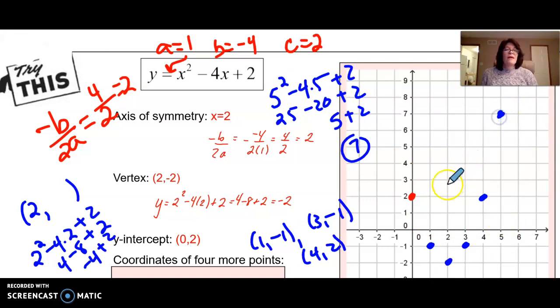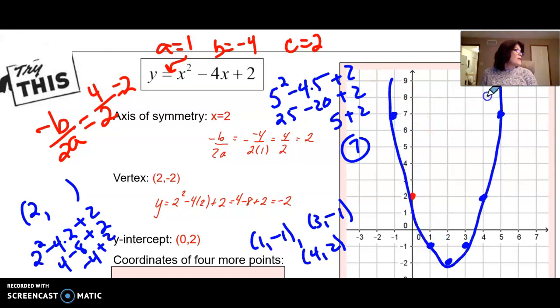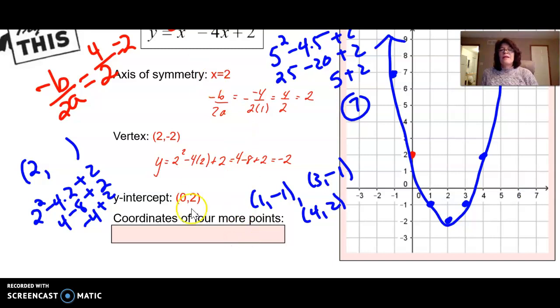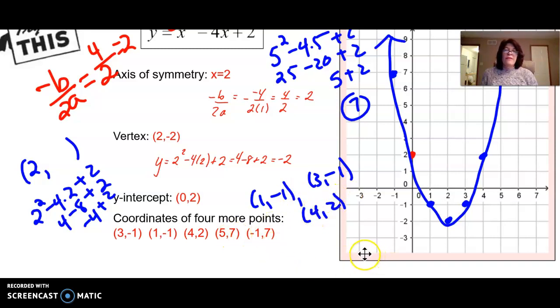When I'm going to find more points, I kind of like to rotate it across the axis of symmetry. So there's another 7 over here, 3 away from the axis of symmetry. Okay. So there we go. Let's see what 4 points they got. They got 3, -1, 1, -1, 4, 2. Oh, the same ones we got. 5, 7, and -1, 7. That's 5 points. 1, 2, 3, 4, 5.